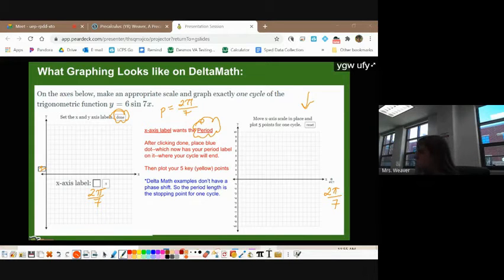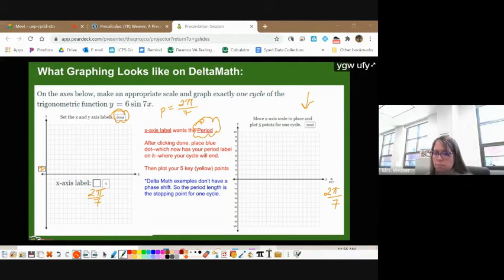So here in the instructions, I remind you, after clicking done, place the blue dot, which now has your period label on it, where your cycle will end. Now, this is important to understand. All of the Delta Math graphing examples are kind of simplified. You'll notice none of them have a phase shift. None of them are shifted, so they're all starting at 0. So when you drag that period to the ending point, since it started at 0, the end of the cycle will be 1 period later. Questions about that?